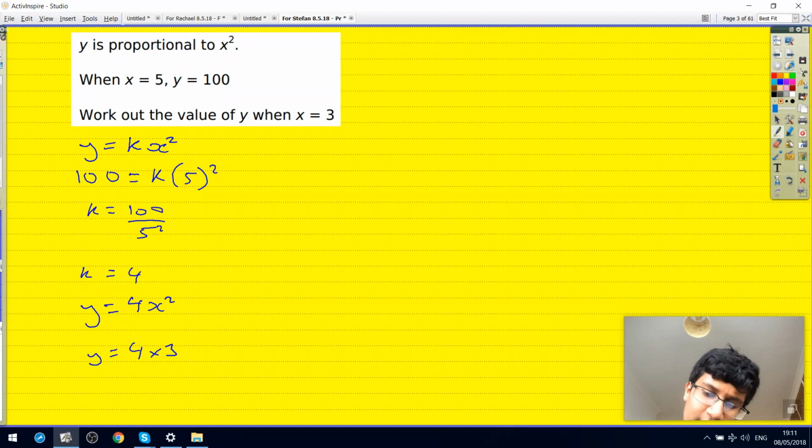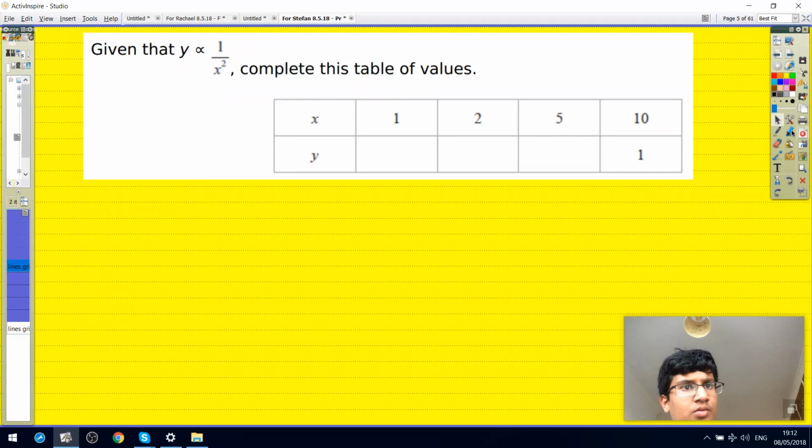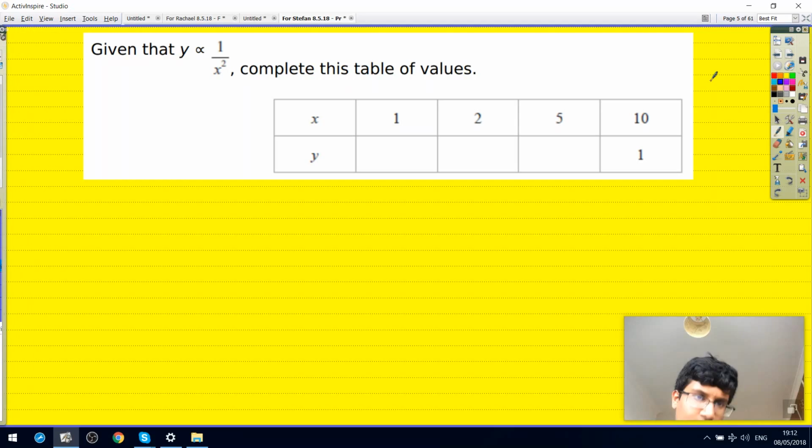So this is going to be the same idea. Okay, how about this one? So y is... I'll complete the table. I'll just copy the table out really quickly. So for the first one it would be 1.